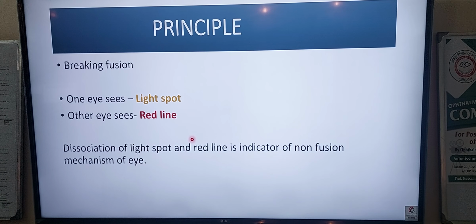It is based on the principle of breaking fusion mechanism. One eye sees the light spot and the other eye sees the red line. The dissociation of light spot and red line is an indicator of the non-fusion mechanism of the eye.